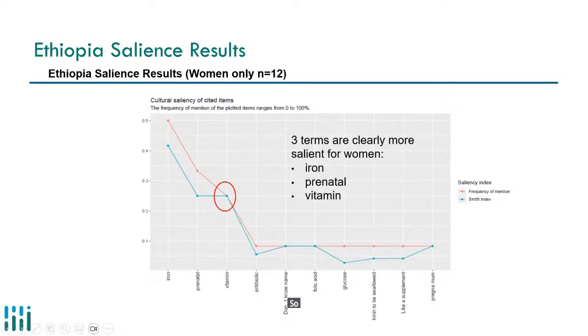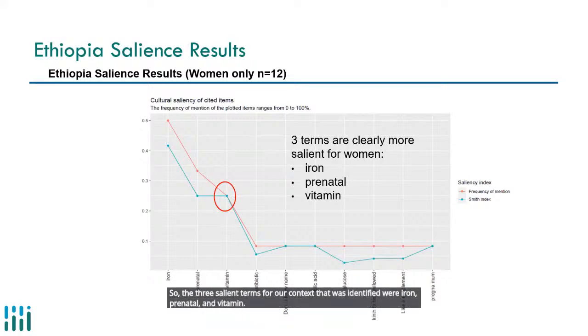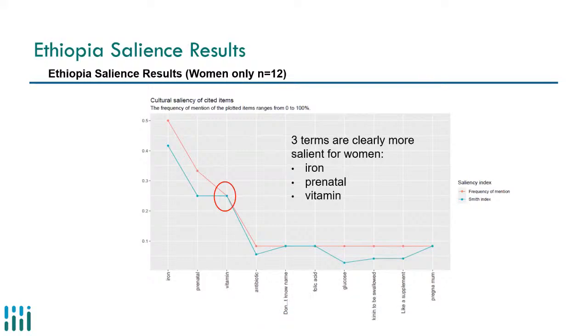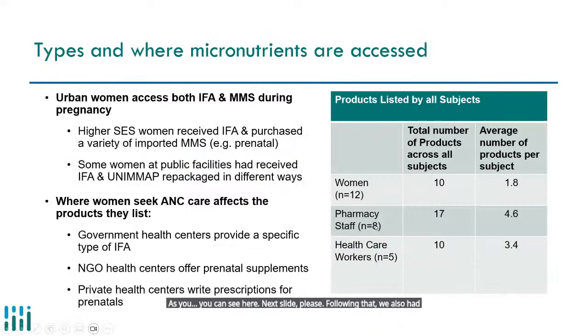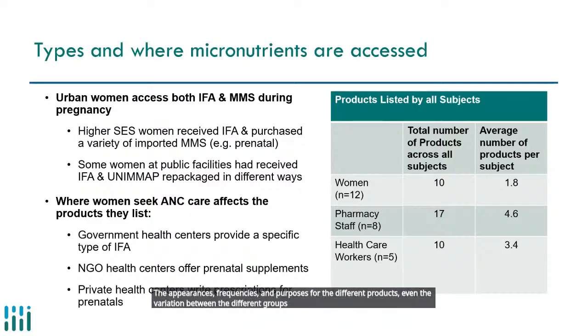So the three salient terms for our context that were identified were iron, prenatal, and vitamin, as you can see here. Next slide, please. Following that, we also had additional questions trying to understand the appearances, frequencies, and purposes of the different products, and the variation between the different groups in explaining those differences.